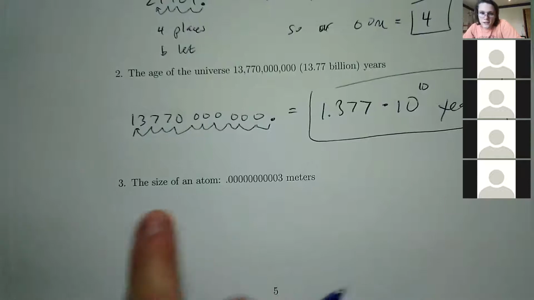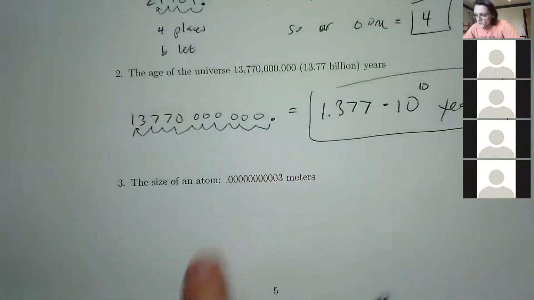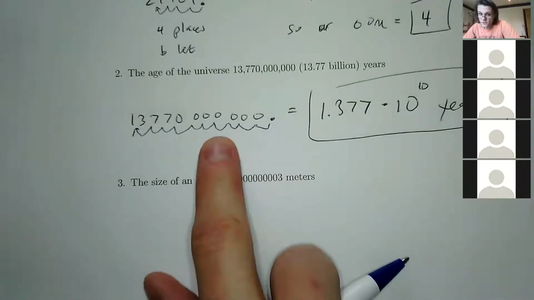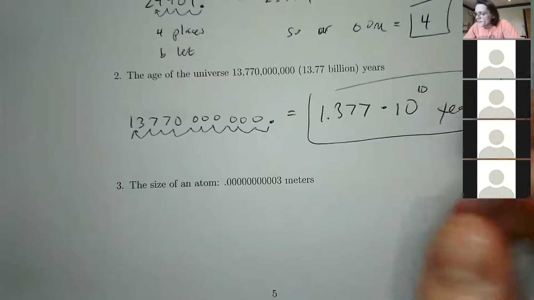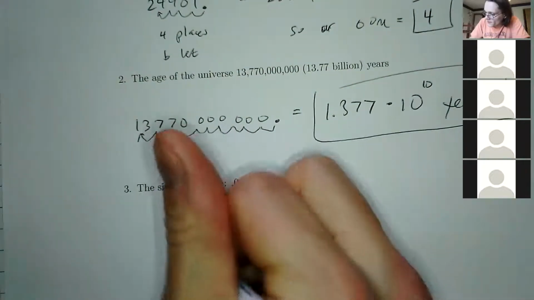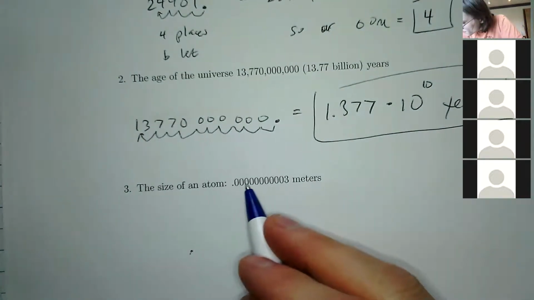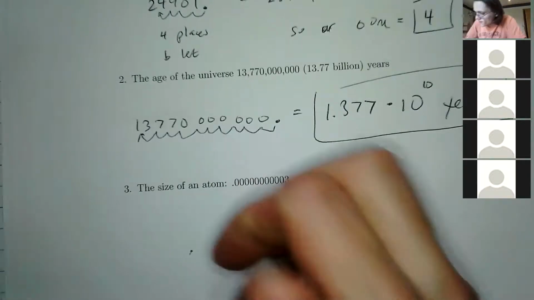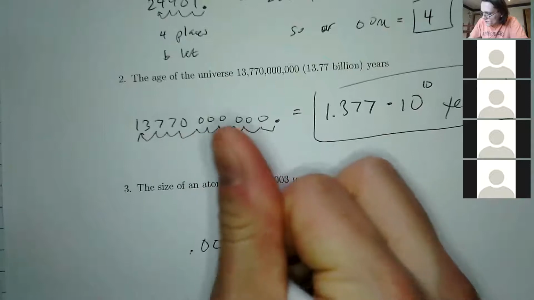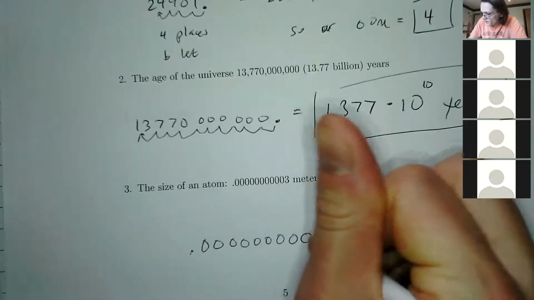If I can't go to the left, because this is a very tiny number. So here, instead of going to the left, like we did for this huge age of the universe, I'm going to go to the right because it's very, very tiny. And when I go to the right, I'm going to have a negative exponent, right? So let's see. I'll write it down here again. How many zeros do I have? 1, 2, 3, 4, 5, 6, 7, 8, 9, 10. So I have 10 zeros, and then 3.